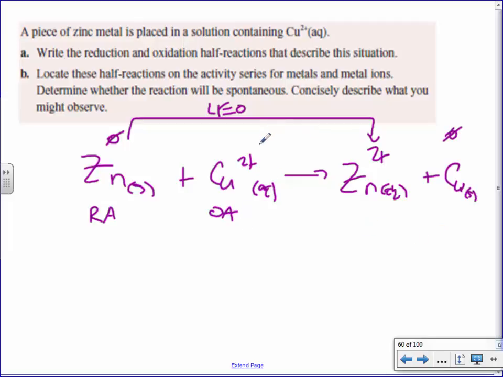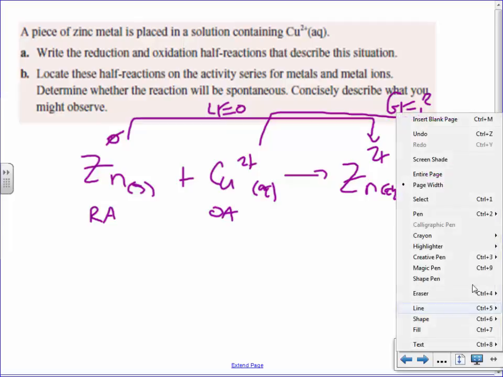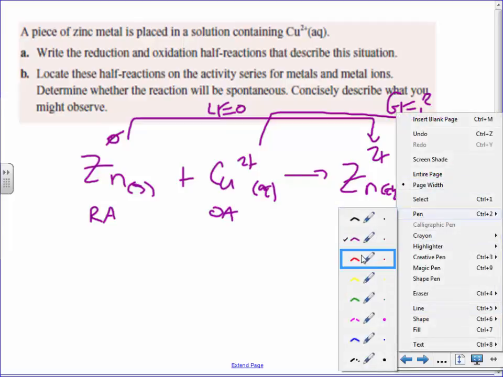Which means that this guy here would be gaining electrons. Someone who gains electrons is the oxidizing agent. So I think what we've done now is we've written the reduction and oxidation half reactions that describe this situation. I actually have put them together in one big equation. What you may be asked to interpret is how to write them one at a time.